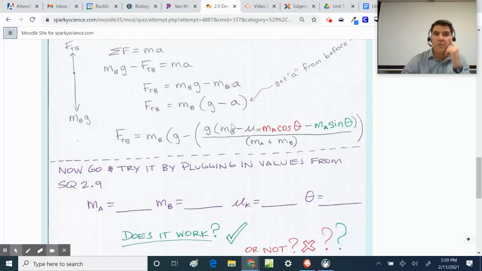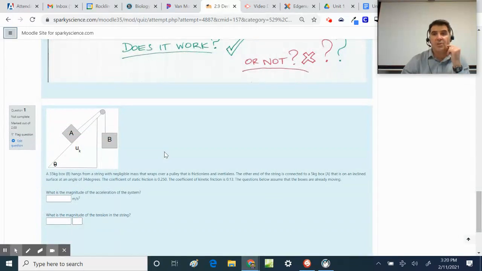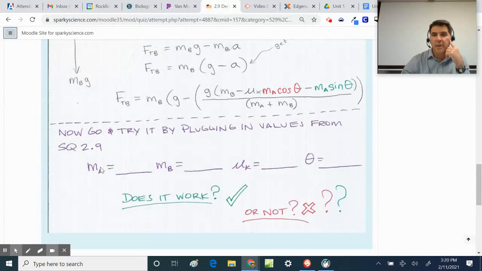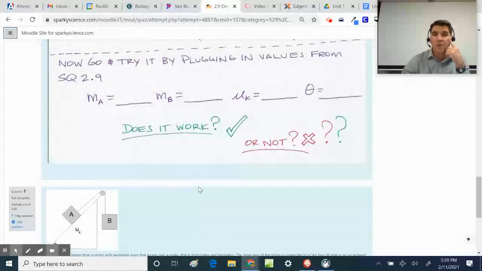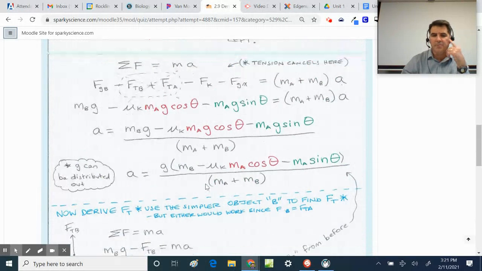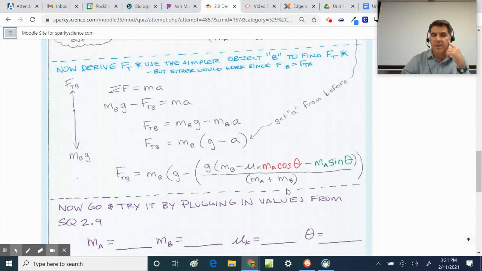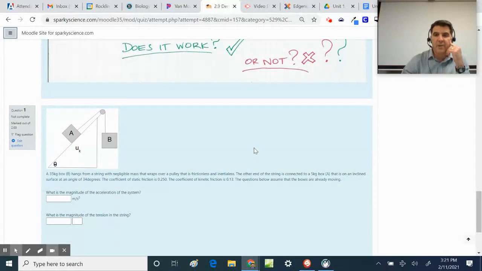Your job now is to try it. And so I set this quiz up just to ask the question, what is the magnitude of the acceleration? And what's the magnitude of the tension in the string? It's going to give you mass A, it's going to give you mass B, it's going to give you mu sub k, and it's going to give you theta. And all you have to do is go back and plug it into your equation and see if it works. And plug it into this equation and see if it works. And if it does, you'll get green checks, and you've done it.